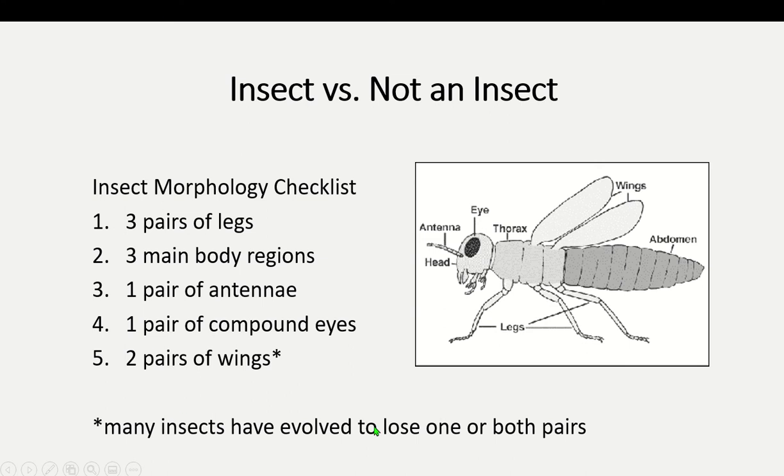However, there are several insects that have evolved to lose one set of those wings, or maybe even both. Often adults will have 2 sets of wings, 4 individual wings total. But for example, flies only have 1 set of wings, and they have evolved their hind wings into halteres, which I will point out in a photo later in the PowerPoint.